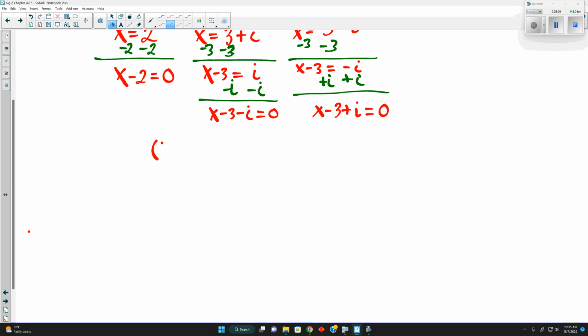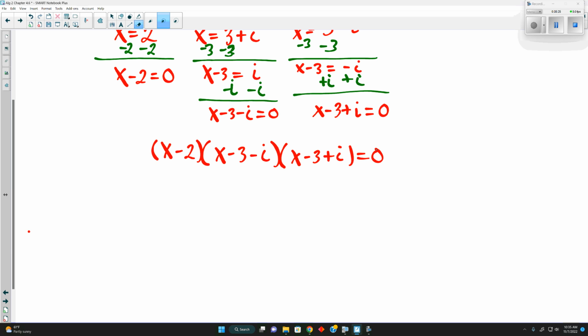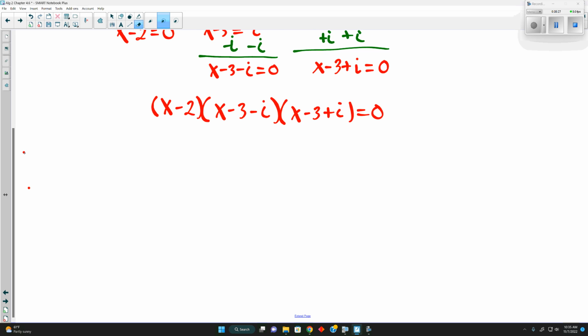And again, just like we did with radicals, we're going to multiply these together. Always multiply the conjugates first, because it's going to make it easier to work with. So we're not going to mess with x minus 2 yet. We're going to multiply these two out.